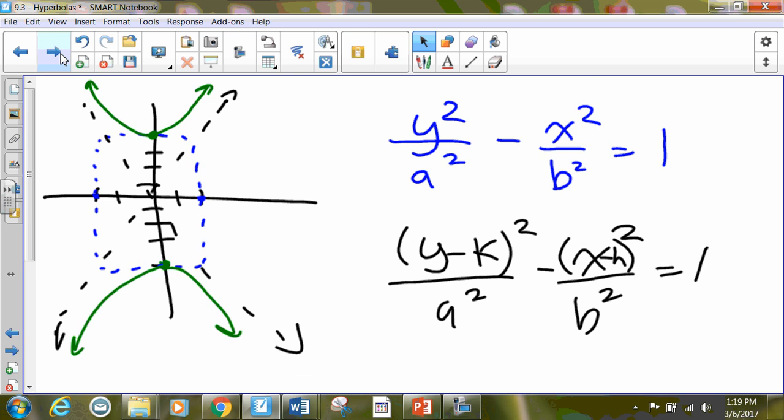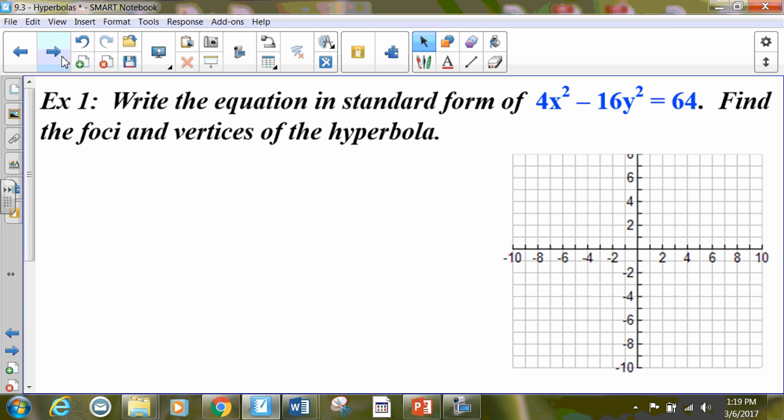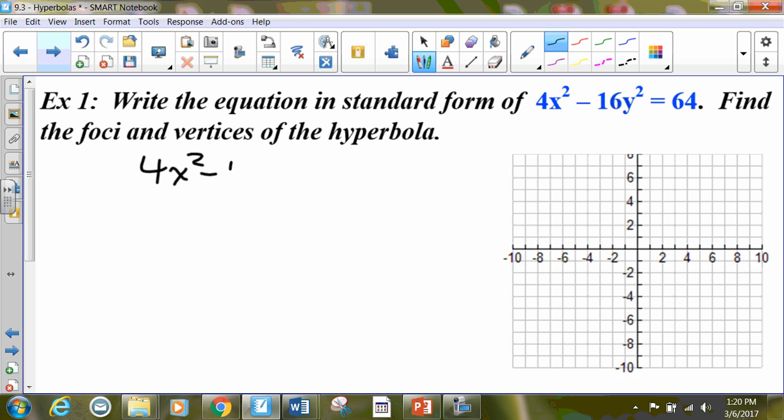All right, let's do our first example. Write the equation in standard form of 4x squared minus 16y squared equals 64. I'm going to rewrite it here so I can work with it. Okay, what do you think we want to do first? Yep, divide by 64 because we need a 1 on the right side. So I'm going to divide everybody by 64.